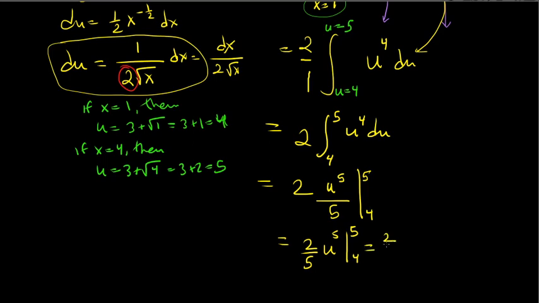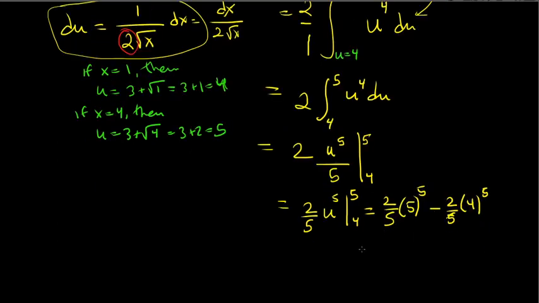So this is going to be 2 over 5 times 5 to the 5 minus 2 over 5 times 4 to the 5, which are some pretty big numbers here. So 5 to the 5, I want to say 3125. I know it's 625 times 5. Yep, 3125. But then you're dividing by 5, so this is really just going to be 2 times 625.